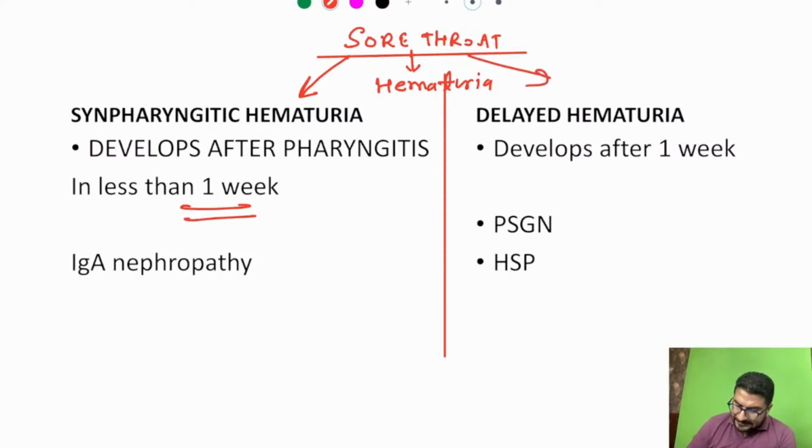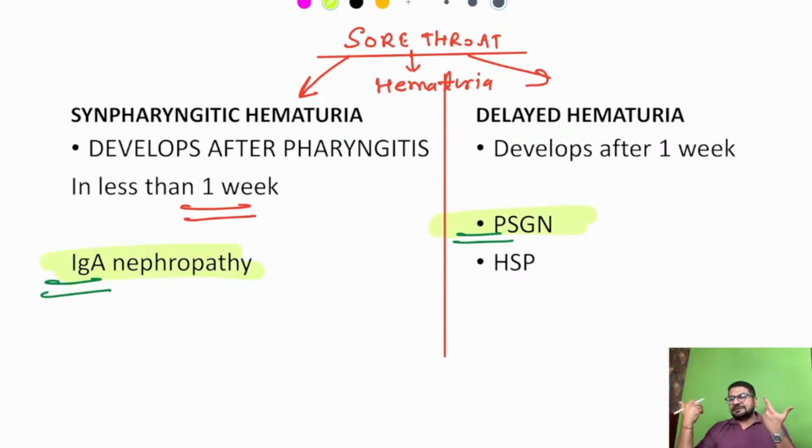So understand this thing: synpharyngitic hematuria you will see in IgA nephropathy, and delayed you will see in PSGN. You just have to remember these two things, very very important, because sometimes students make mistakes. If a question comes like a 30-year-old or 25-year-old person with hematuria after sore throat, we directly mark PSGN. So this hematuria you can also see in IgA nephropathy and also in HSP. Am I clear? So read the question carefully. HSP will also have skin rash, rash in the buttocks, so all those features will be added in HSP.